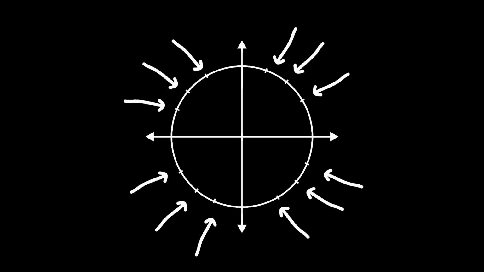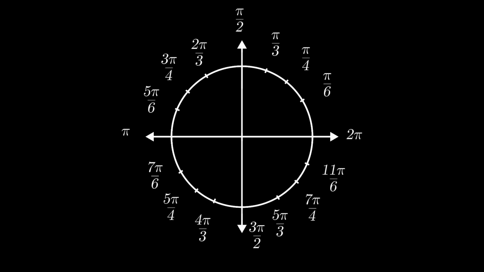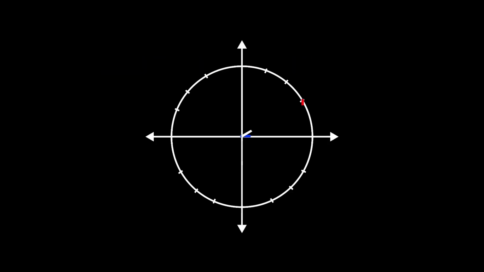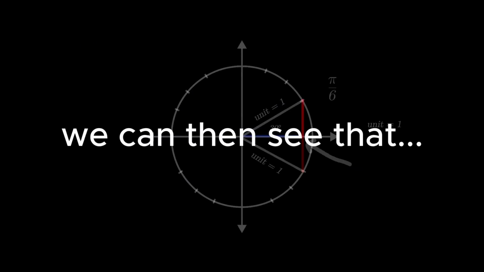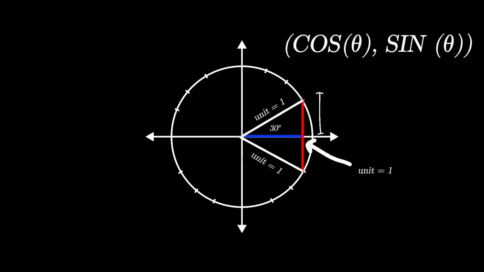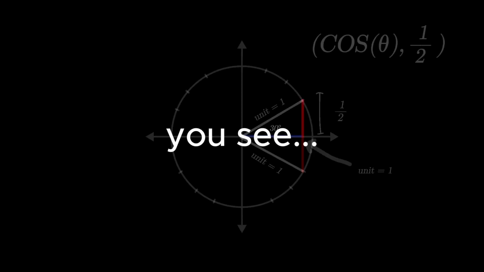Remember those dots in the circle representing the fractions of 2 pi radians? Turns out, if we draw a right triangle with a 30-degree angle, or pi over 6 radians, then draw a mirror image triangle below it, we can then see that the length of the original line, aka the y coordinate, aka sin theta, equals 1 over 2. You see, there's a pattern here.